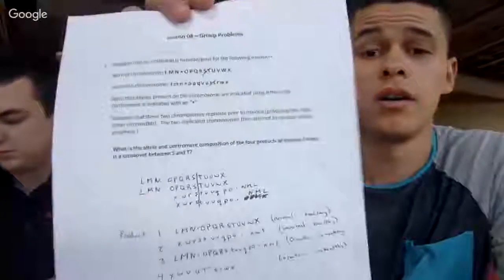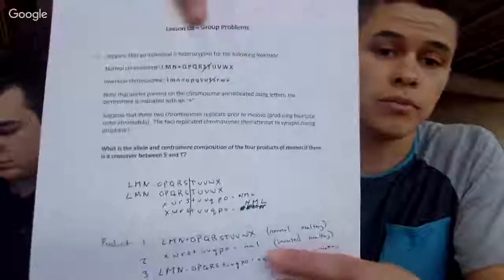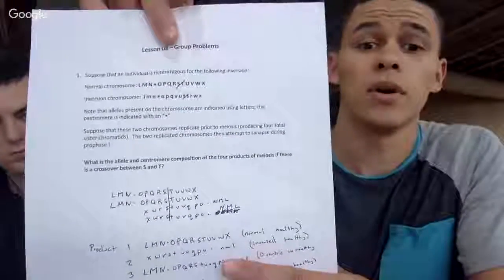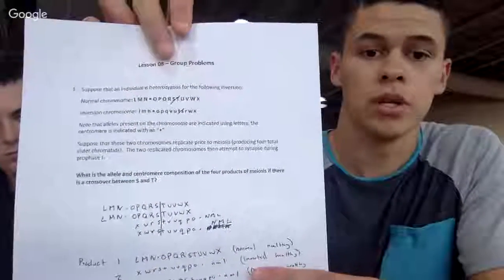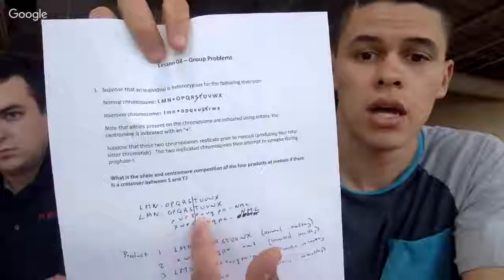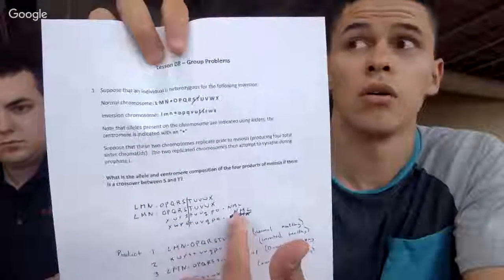So to start off with, we have problem 1. So we have our inversion cross. To get your products, your first product is just going to be your normal chromosome, which is your normal and healthy chromosome, as you see there. Your second one is going to be your inversion chromosome, so it's inverted but still healthy. Your third one, you're going to take your ST, and your inversion is going to be all recessive.